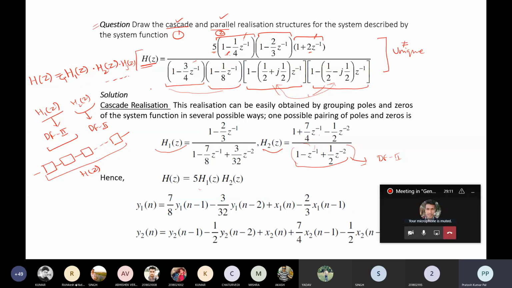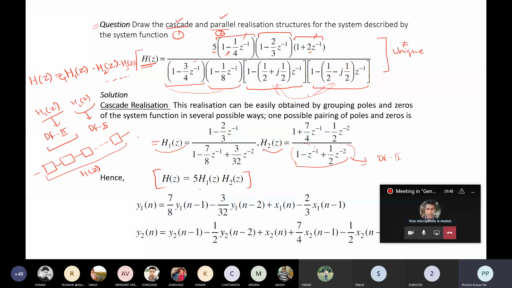So if we have considered h1z and h2z such that h of z will be given by 5 into h1z into h2z. Now from there, we will realize h1z in the form of direct form 2, and h2z in direct form 2 separately, and then combine them to find the h of z realization in the cascade form. It has gone through the equation by expanding this h1z.